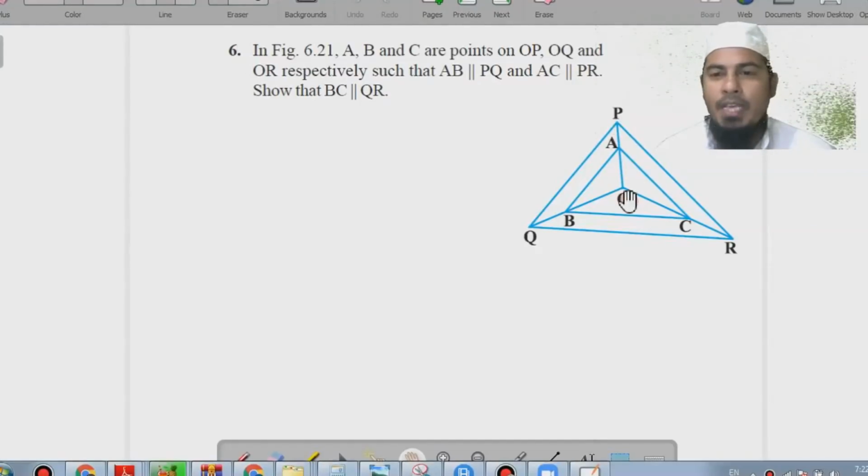In triangle POQ, as AB is parallel to PQ, by basic proportionality theorem, OA by AP is equal to OB by BQ. Keep it as equation number 1.